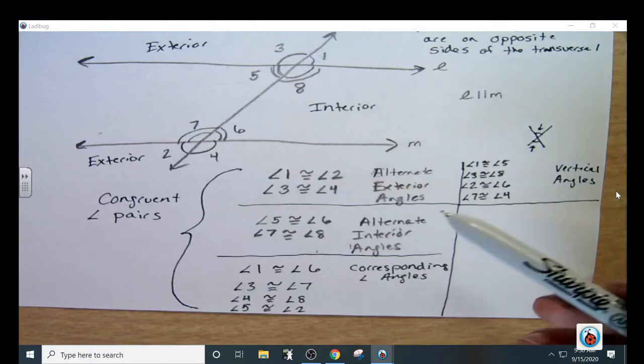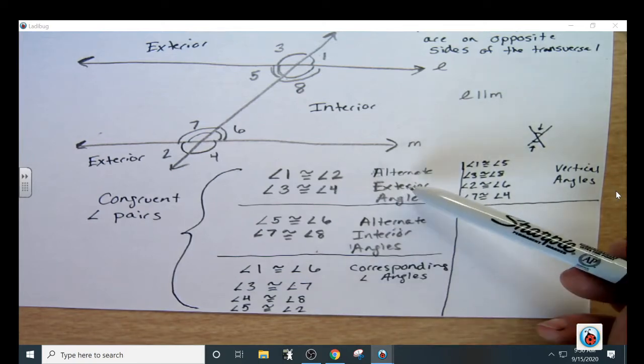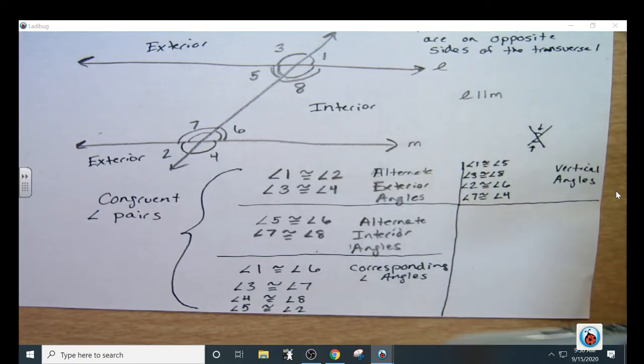And guys, it's good to know this stuff because we're getting ready to start a quadrilateral unit. Actually, it's starting today, the module, and it's also really helpful in trig to know this stuff.